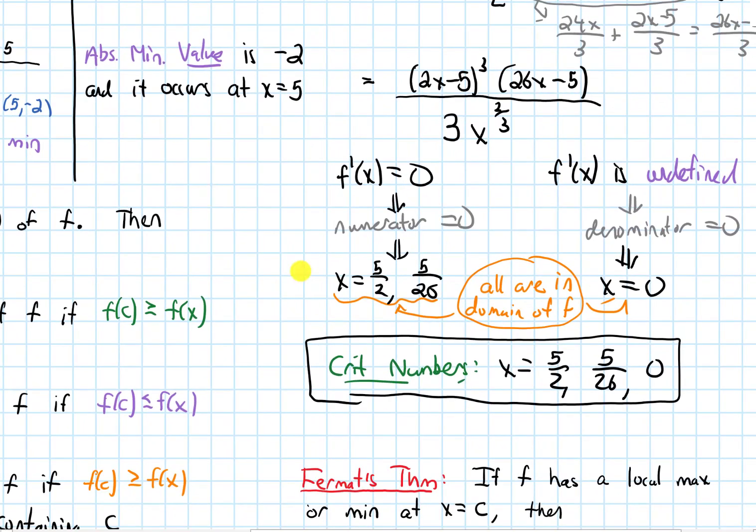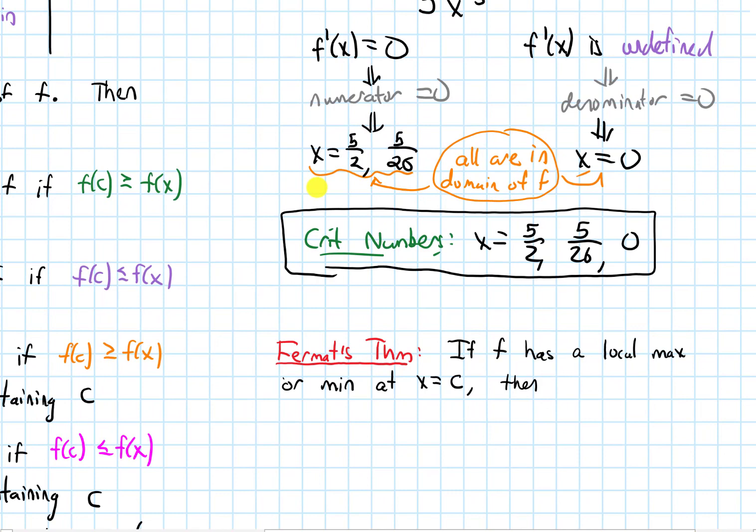So Fermat's theorem will say that at a point where I have a local max or a local min, it has to be the case that our derivative will be equal to 0 or our derivative is undefined. And now we have a word to describe such points, that is, c is a critical number.